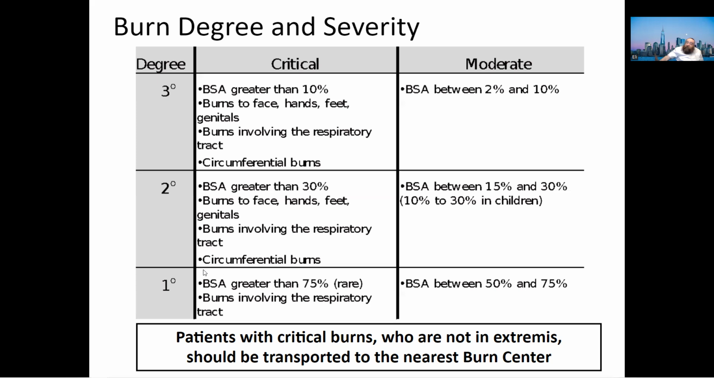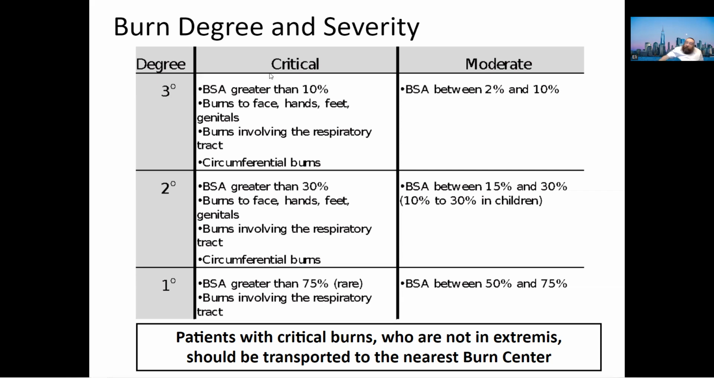And this is a great word, circumferential. Circumferential means around and around, all the way around. So if there's a body part and it's just one body part, let's say the left arm, and it goes all the way around the arm, but we're nowhere near 30%, you can still go to a burn center because of the circumferential burn.